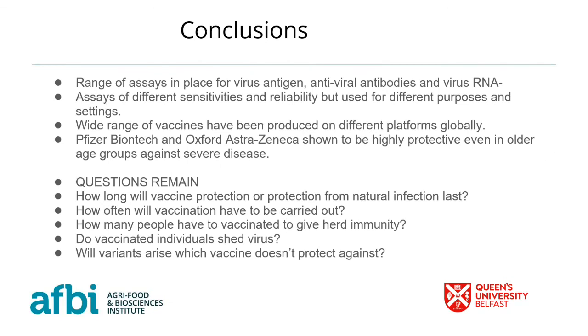And obviously there are some individuals in our community who can't have the vaccine and others who won't have the vaccine. So the herd immunity will help to protect them. Again, do vaccinated individuals shed virus? I think that's being looked at very specifically now. But that's why, even with being vaccinated, we still have to go around wearing face masks, because we don't actually know. Will variants arrive which the vaccine doesn't protect against?